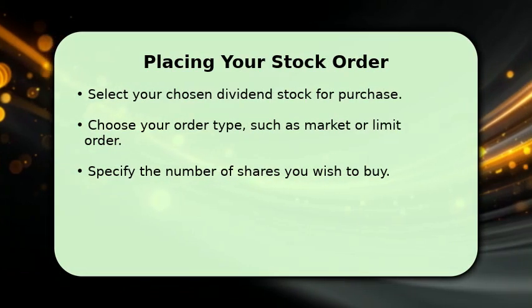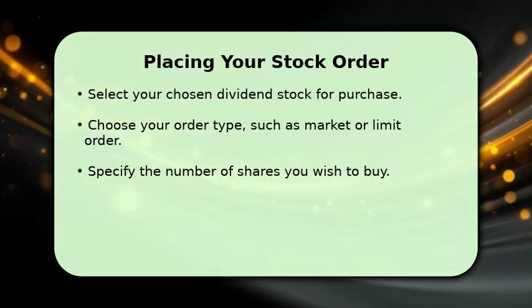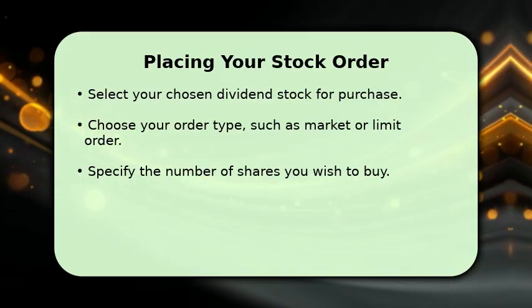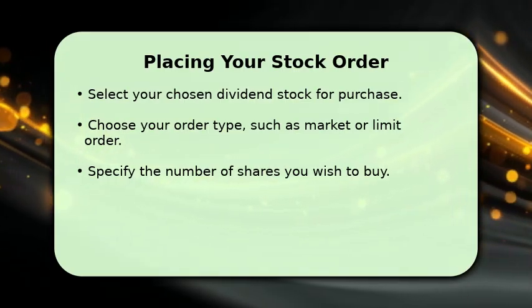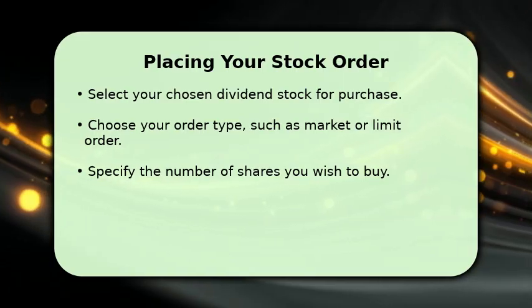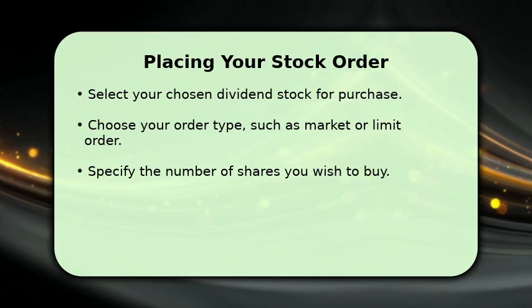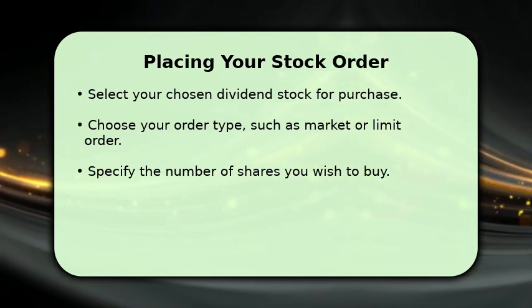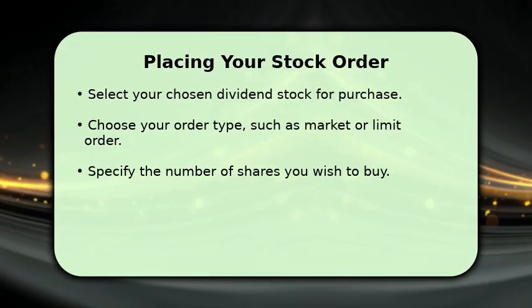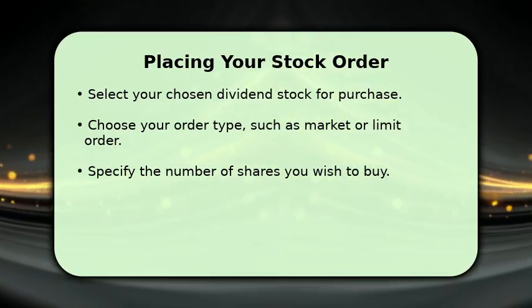Once you've identified a stock, it's time to place your order. Search for the stock symbol within the platform. You'll then need to decide on your order type. A market order executes immediately at the current price, while a limit order lets you set a specific price. Enter the number of shares you want to buy and review your order before confirming the purchase.